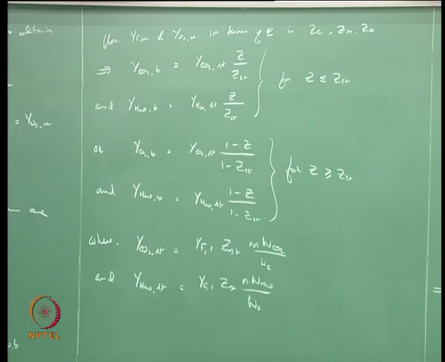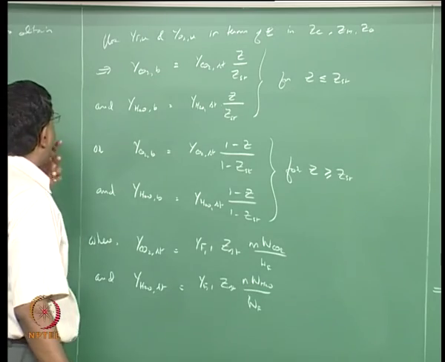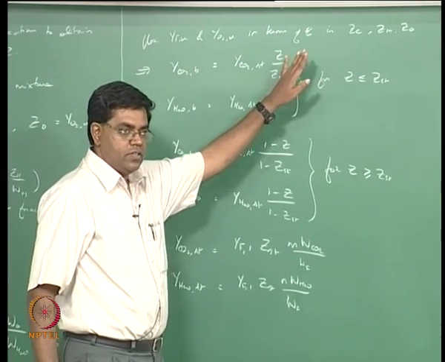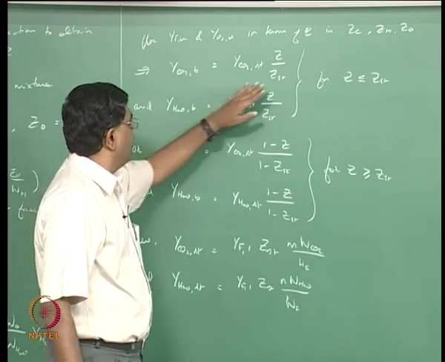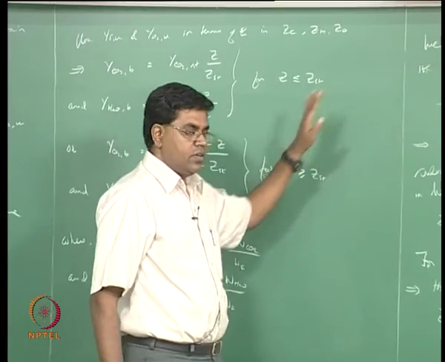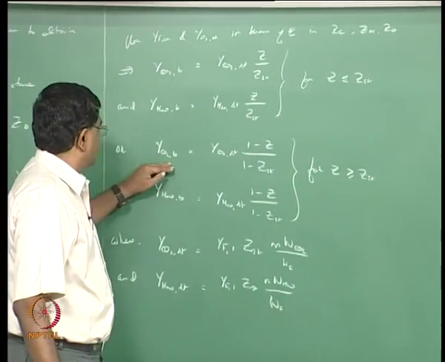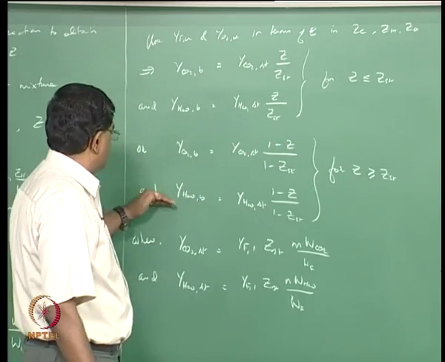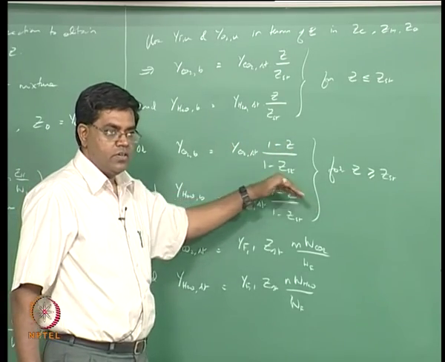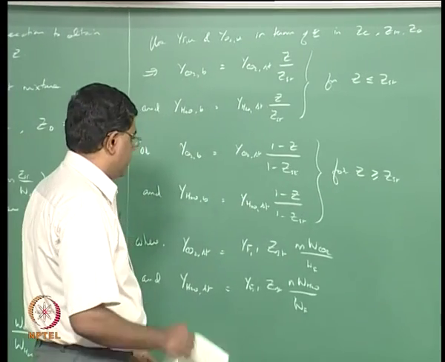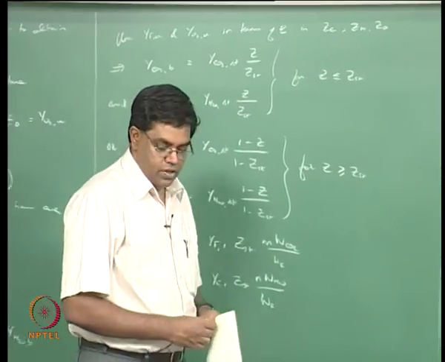So what do you expect? We can still see that YCO2 is going linearly as Z, YH2O is going linearly as Z, so long as Z is less than ZST. YCO2 is still going linearly but decreasing with Z, YH2O is decreasing linearly with Z as Z is greater than ZST, right. So let's think about plotting this.